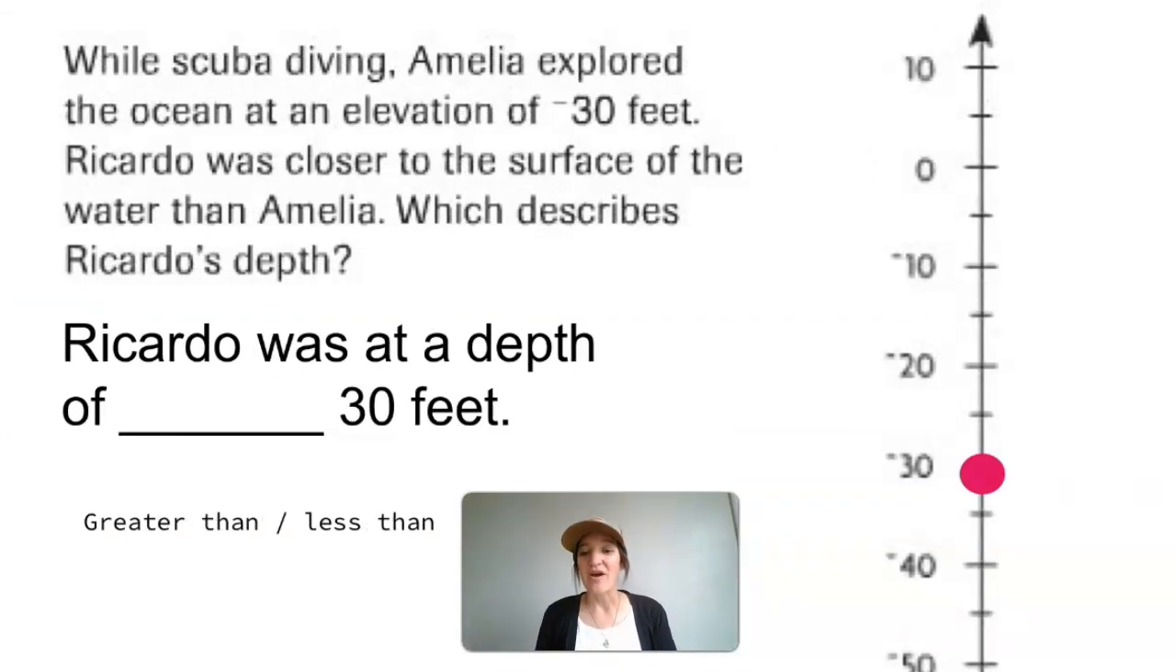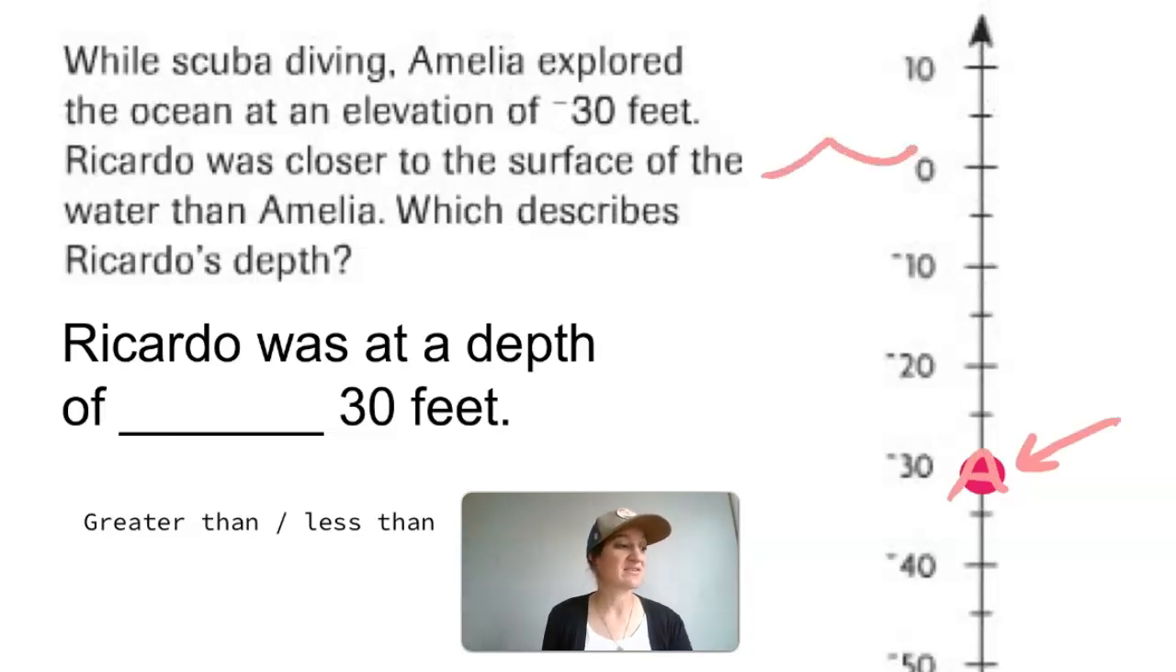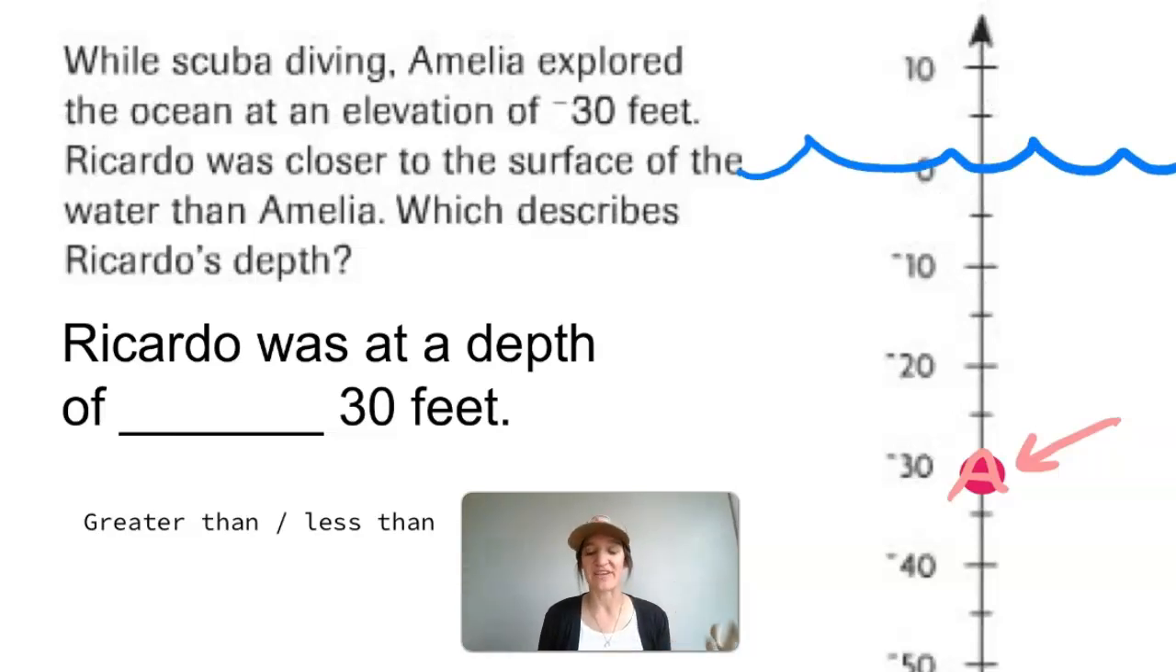One more example. While scuba diving, Amelia explored the ocean at an elevation of negative 30 feet. This is Amelia. Now, Ricardo was closer to the surface. We know that the surface is at 0, sea level, or 0 feet, okay? So, if Ricardo was closer to the surface of the water than Amelia, which describes Ricardo's depth? So Ricardo is somewhere from the surface to here, right? Ricardo is somewhere in there.